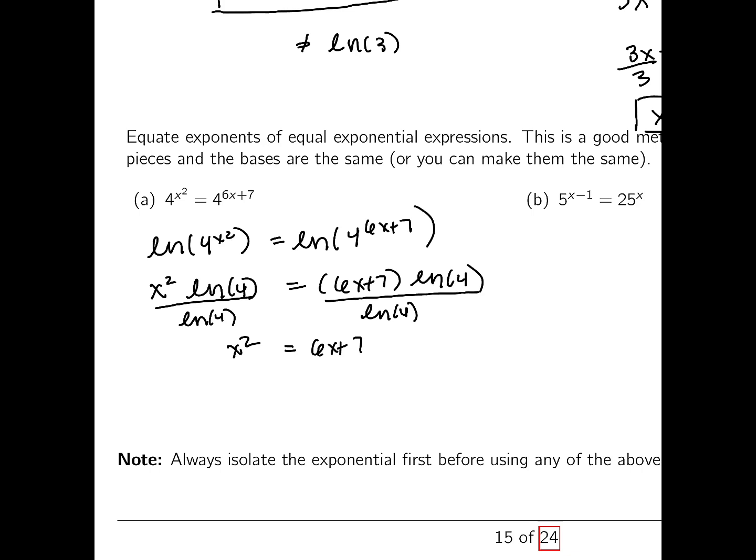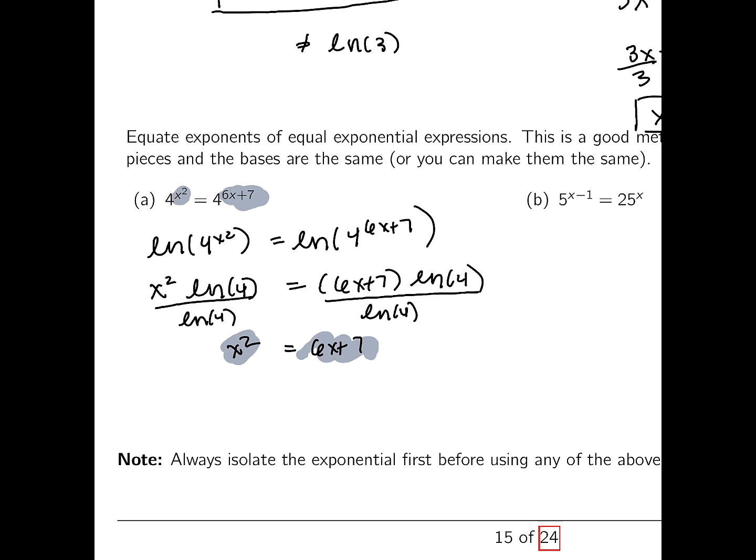When I started this, I had the equation 4 to the x squared is equal to 4 to the 6x plus 7. And now I'm at the point of x squared equals 6x plus 7. And it looks like I ended up just being able to equate those powers. And I think that actually makes some sense. If I have 4 raised to a power, and that's going to be equal to 4 raised to a different power, well, then the powers themselves had to have been the same.